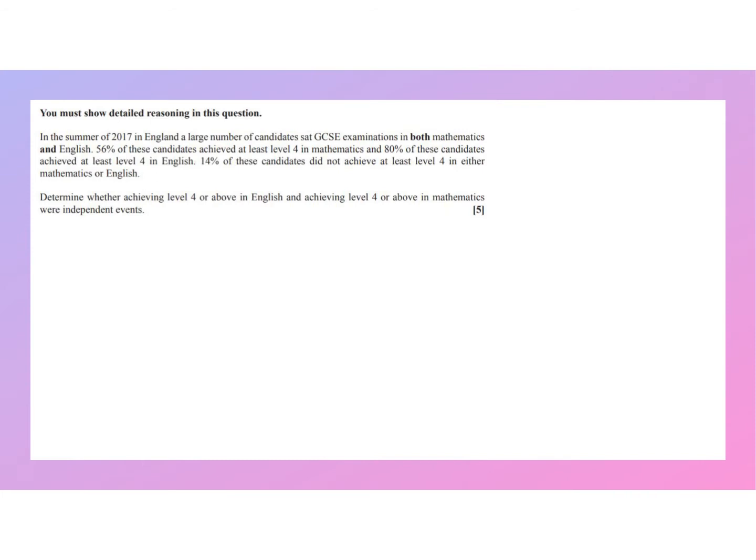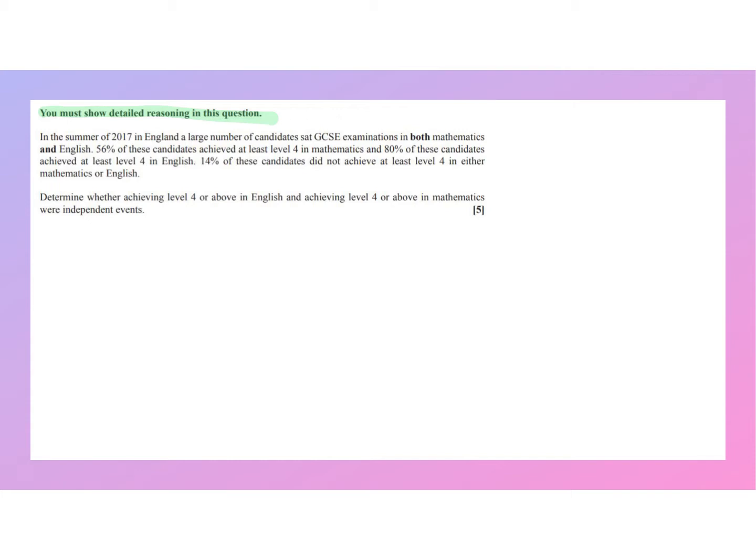So, if you've had a chance to read through the question, you'll see the key statement at the top: you must show detailed reasoning. That means we've got to justify our working very, very carefully. We can't just put some numbers into a calculator, get an answer, and then think that that's okay. It's not going to be enough to get all the marks in this question.